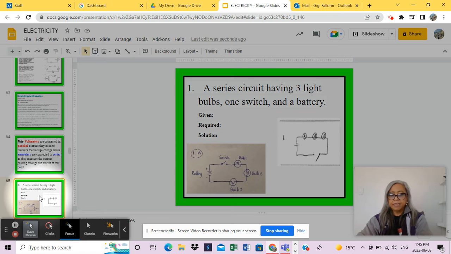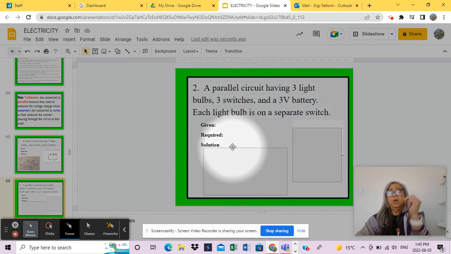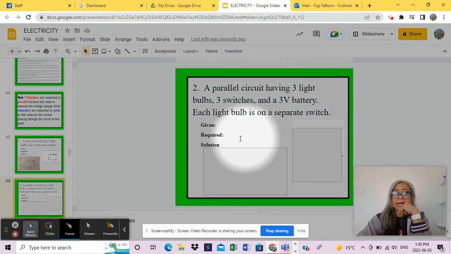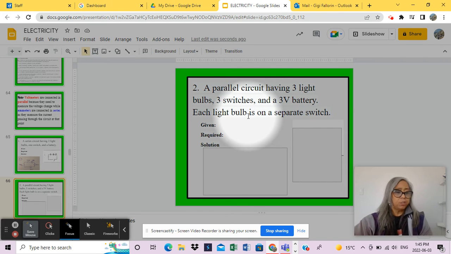And let's have the next one. Now, again, we took this up in class. So a parallel circuit having three light bulbs, three switches, and a 3-volt battery. Again, under given, I wanted to write down three light bulbs. So you will do it this way, right?